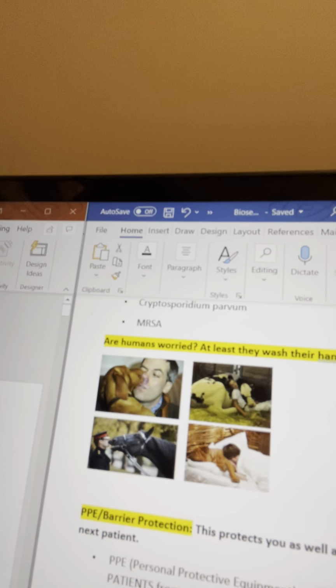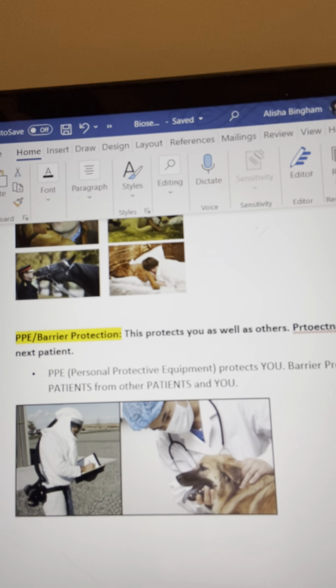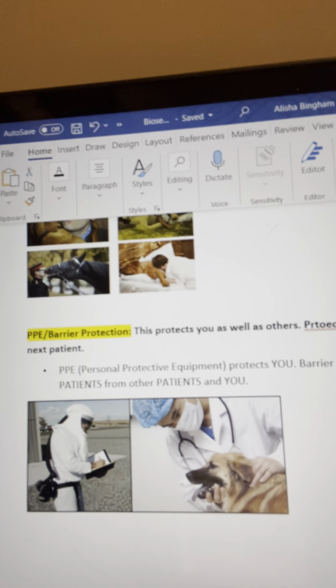And then we got this picture. Are humans worried as our dog's licking our face? Well, we at least wash our hands once in a while, right? So then we got into PPE, so barrier protection. We all have seen PPE. Basically, this is just protecting us from spreading, so it protects us, as well as spreading it to you. So this protects patients from other patients, and you too.